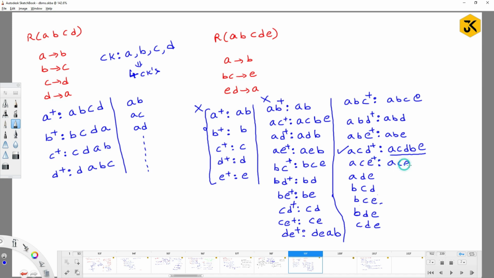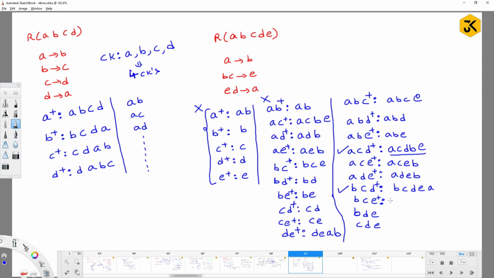ACE closure. Tell me. ACE, from that you will get B and you can't get anything, right? Is it right or not? Yes. Similarly, try to find out the ADE closure. If you find ADE, from A you will get B, from DE you will get again A, so not getting anything. Try to find out BCD closure. BCDE, from this you will get A, so I can call BCD closure also one kind of a candidate key, one kind of candidate, right?